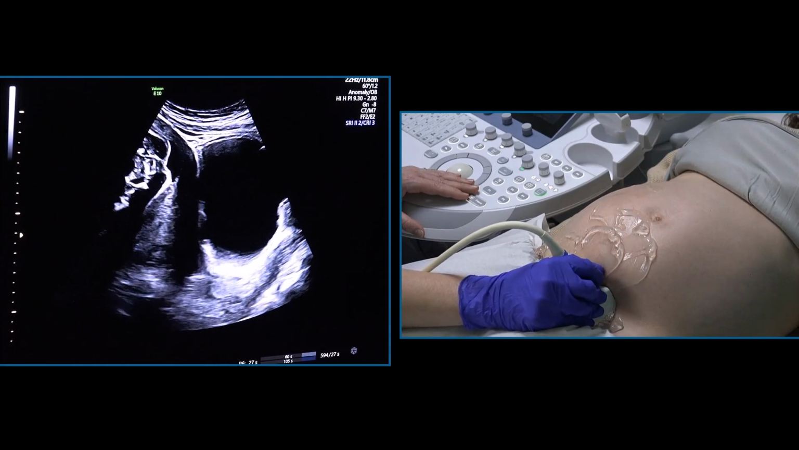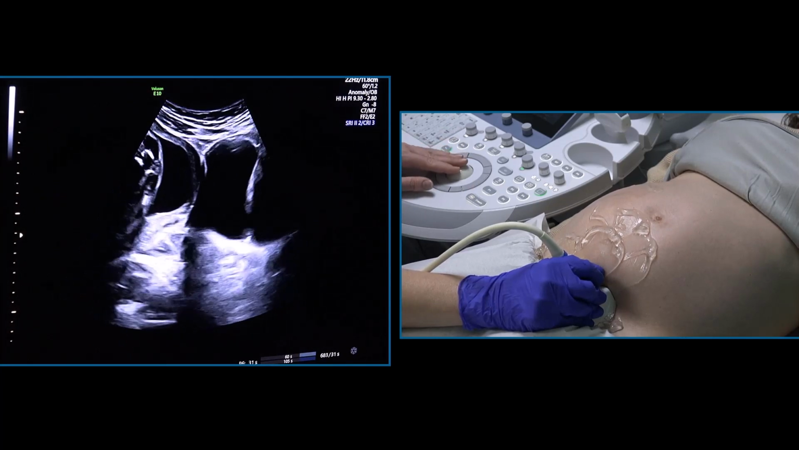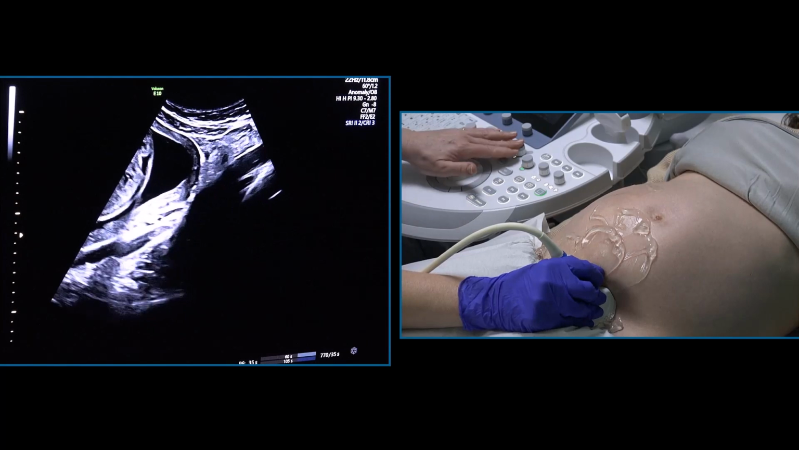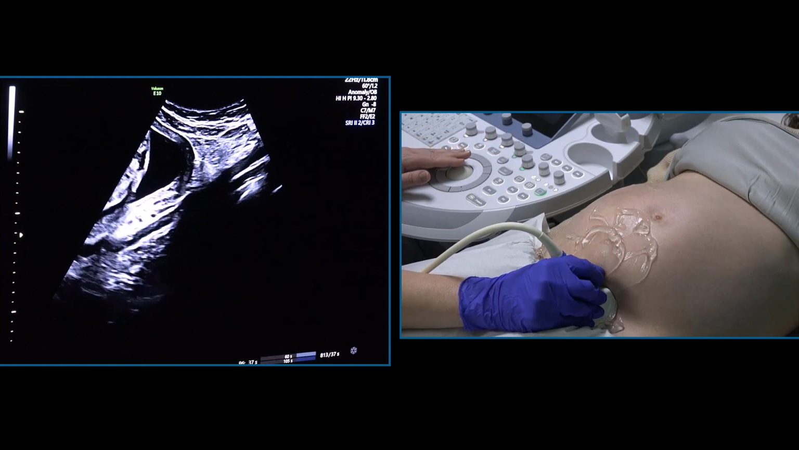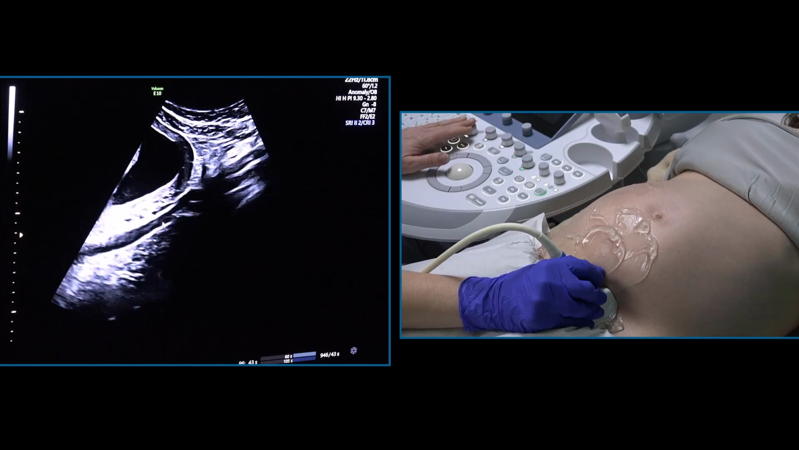And I'm going to very slowly move out laterally to the left adnexa. And in grayscale, I am looking for the external iliac artery, which is this vessel running along here. Now, if you're not sure, the external iliac artery has a very distinct sound wave. It's like a pinging noise.